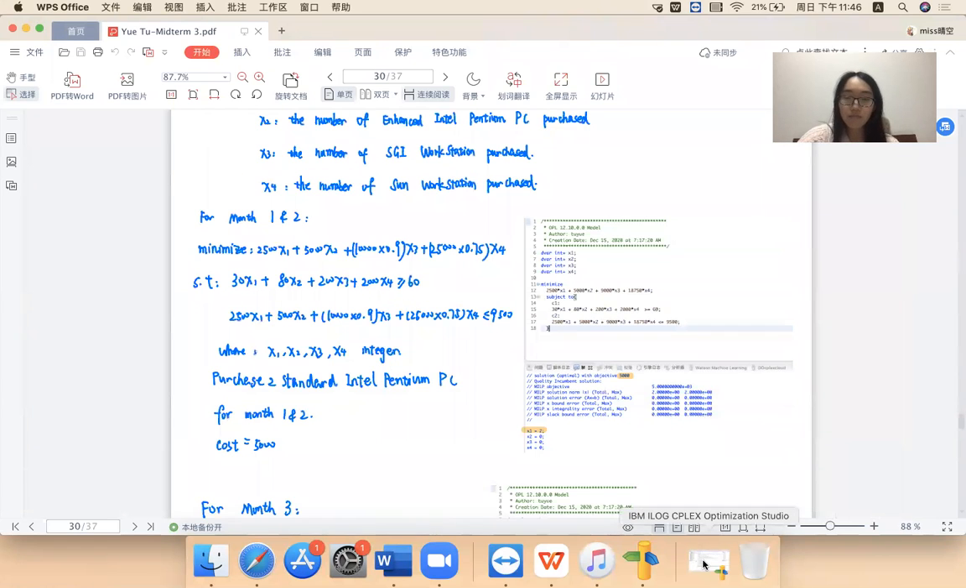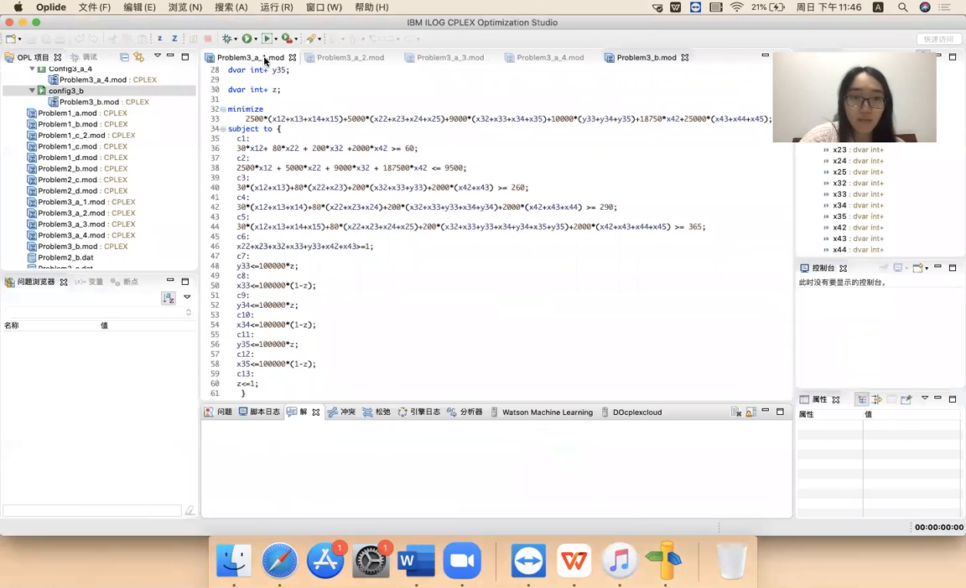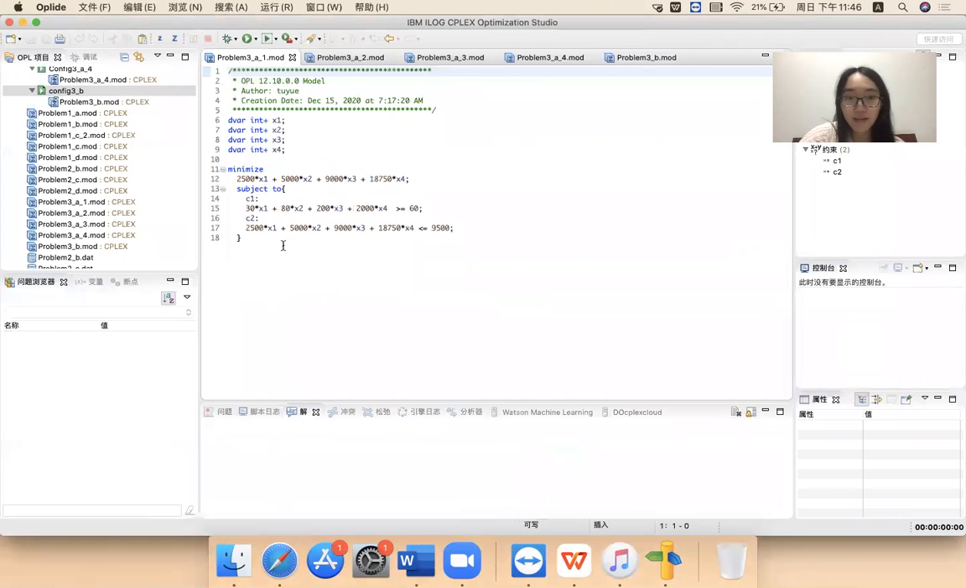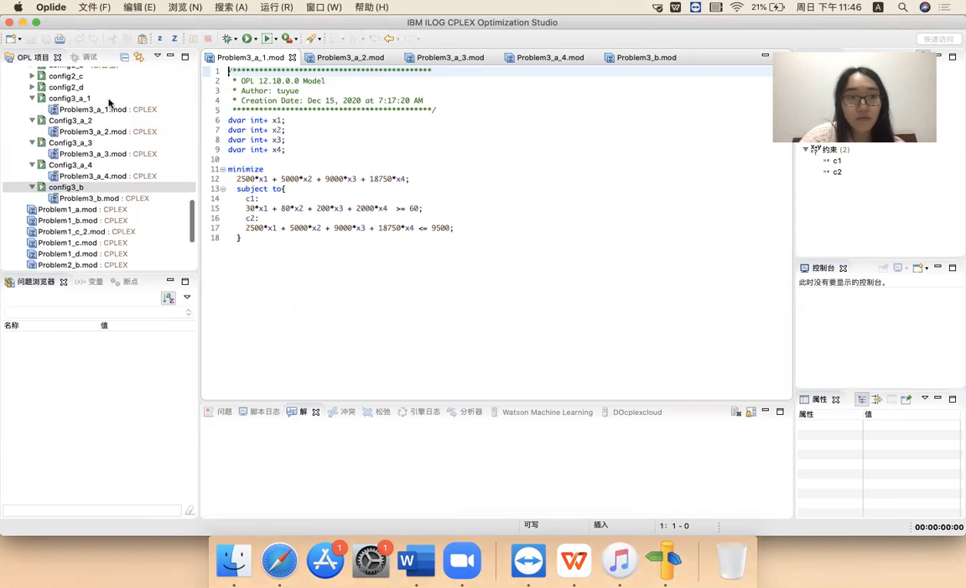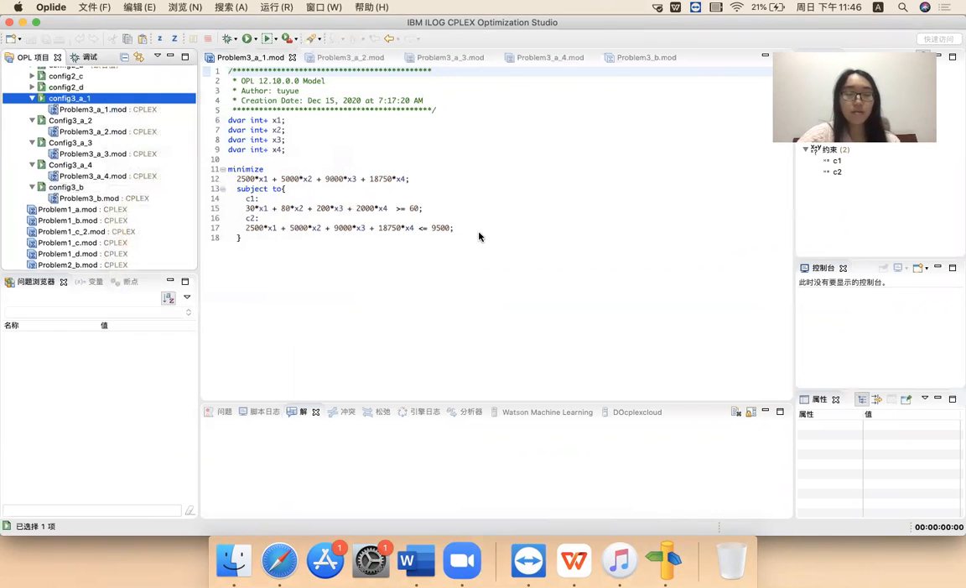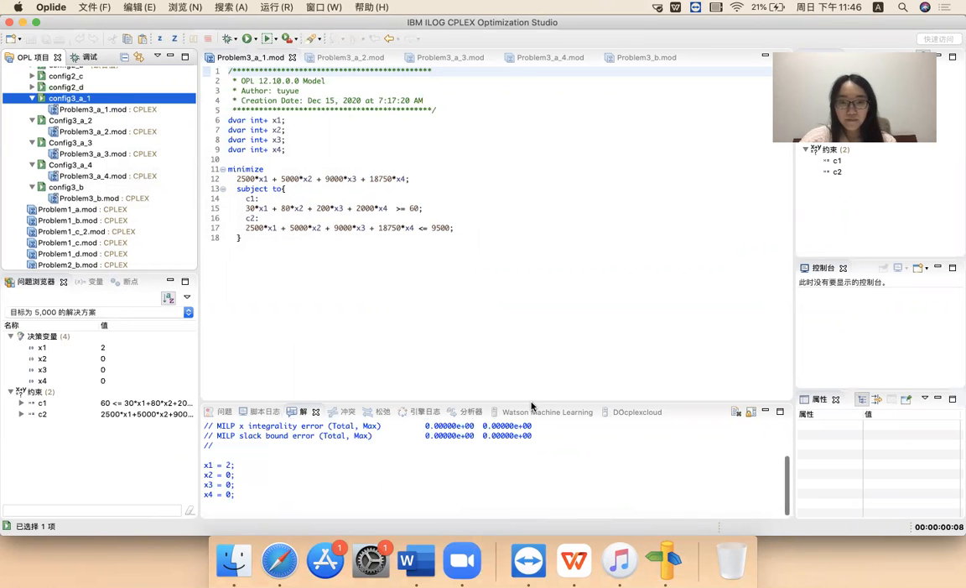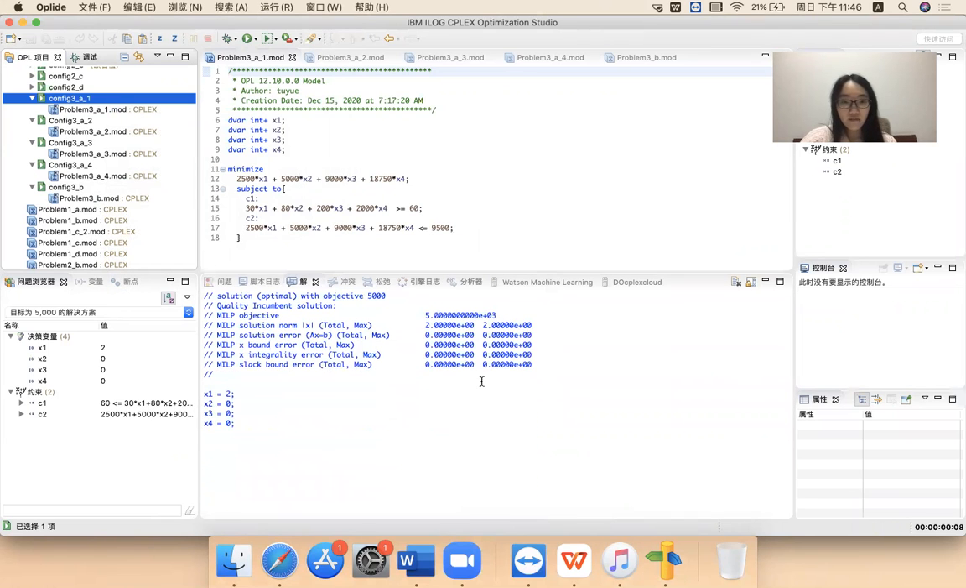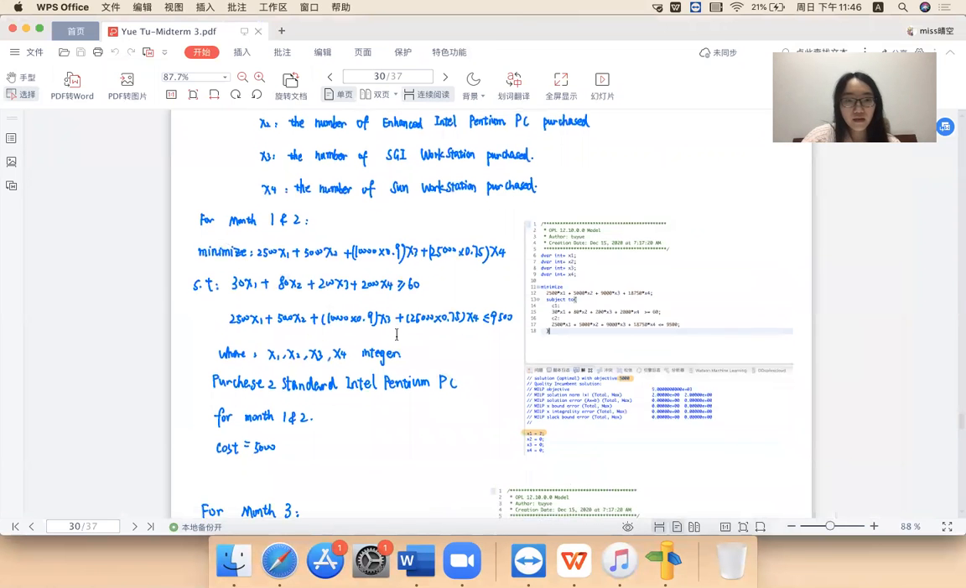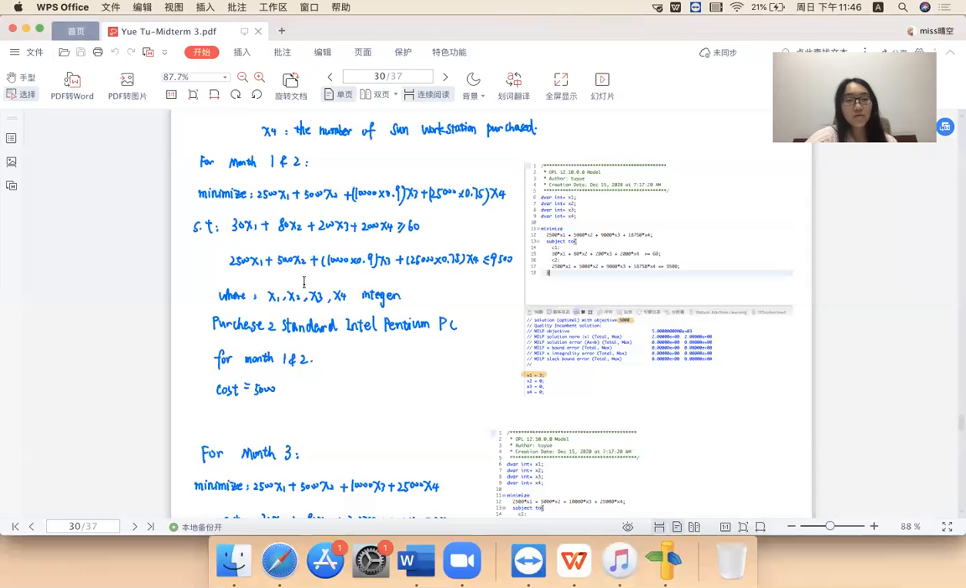Then I run the code in IBM. This is my code. It's clear and simple. Yes, this is the answer. So we should purchase 2 standard PCs for months 1 and 2, and the cost is 5,000.